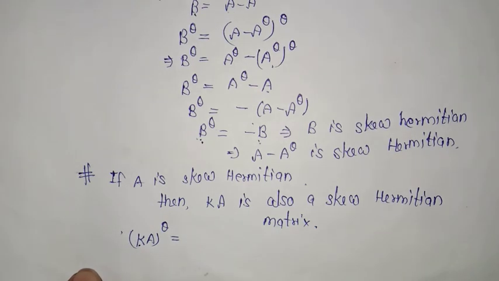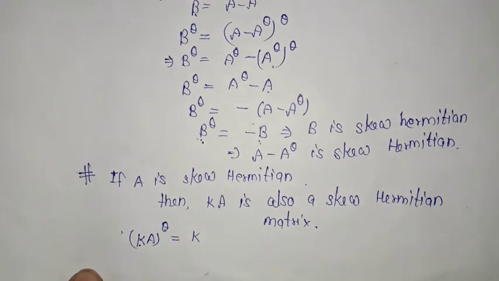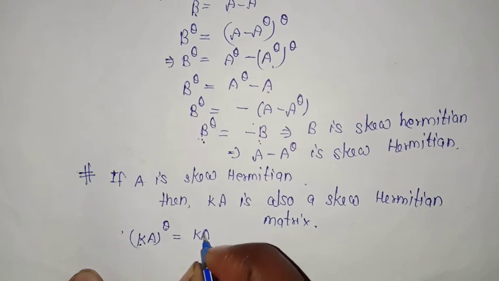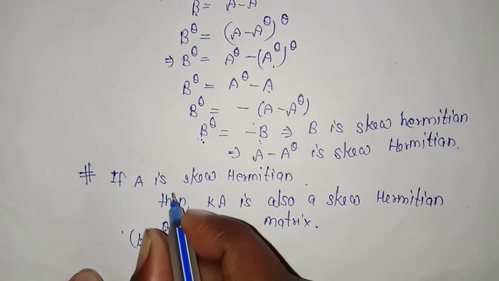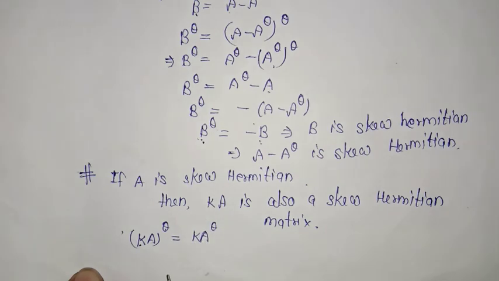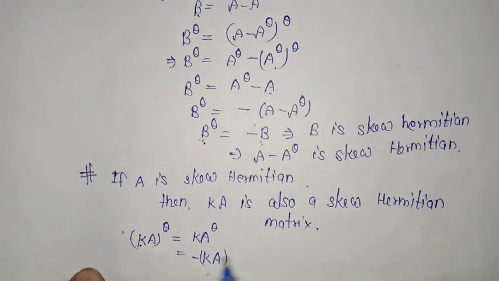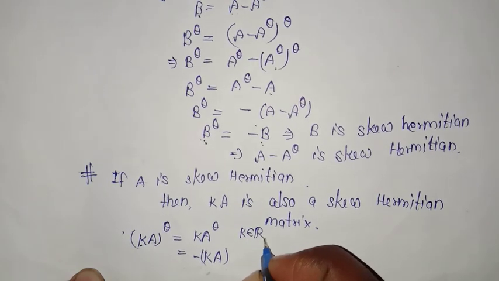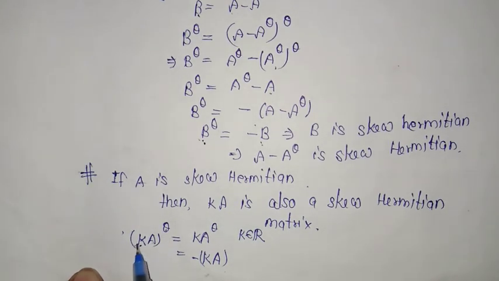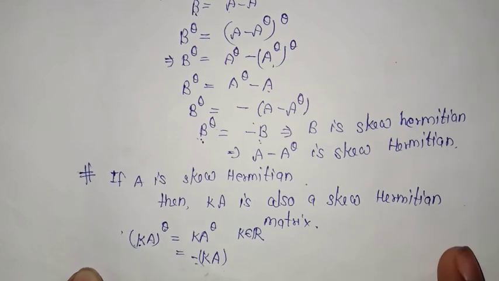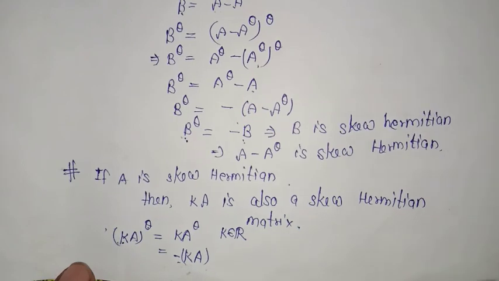then it may be real or complex. If k is real, then the conjugated transpose of k will be k always, times the conjugated transpose of A. Now since A is skew Hermitian, the conjugated transpose of A becomes minus A. So this can be expressed as minus kA, where k belongs to R, a real scalar. So if k is a real scalar, then the scalar multiple of a skew Hermitian matrix will again be a skew Hermitian matrix. Now what about complex scalars?